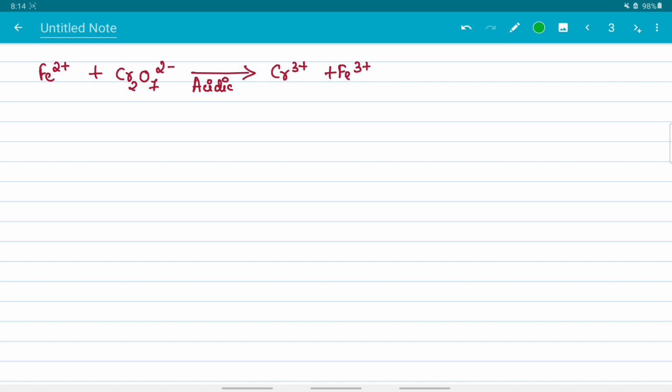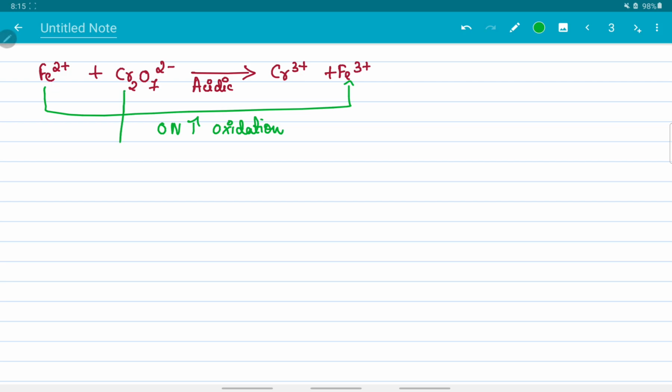So first let us check for Fe. On the left hand side Fe has a 2 plus charge and on the right hand side it is 3 plus. So the oxidation number is increasing from left to right, from plus 2 to plus 3. Since the oxidation number is increasing, this is undergoing oxidation. As I told you in the rules also, if the oxidation number is increasing it is oxidation, and if it is decreasing then it is reduction.